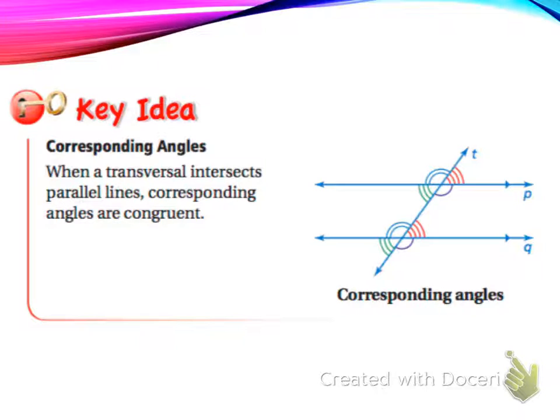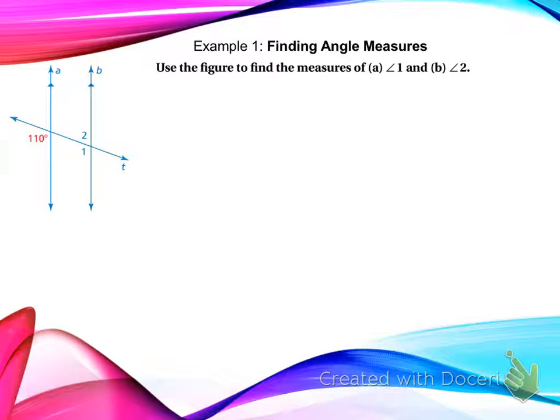So our key idea here is we've got corresponding angles. When a transversal, which is our line T here, intersects parallel lines, corresponding angles are congruent. So let's look at an example here. Finding an angle measurement. We're going to use the figure to find the measure of angle 1 and the measure of angle 2.